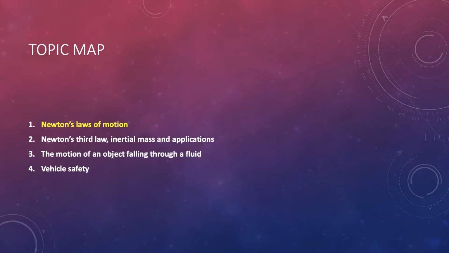So in this topic, Newton's laws of motion is going to be our first lesson where we look at the first and second laws. The next lesson is going to be Newton's third law, inertial mass and some applications of Newton's laws. The third lesson is going to be motion of an object falling through a fluid. That would be terminal velocity. And the fourth lesson is on vehicle safety.